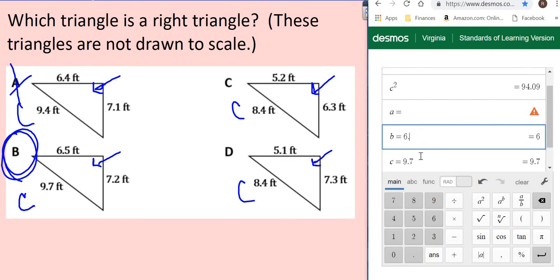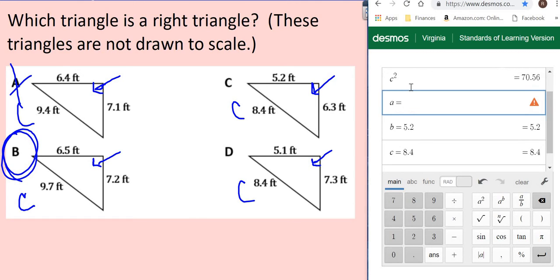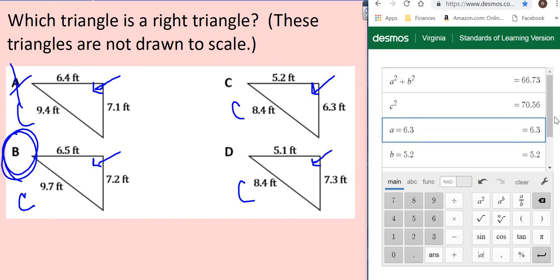When you're taking a test, especially a high-stakes test like PSOL, you don't want to make a mistake. So let's put in 8.4 as the hypotenuse there, 5.2 as one of my legs, and 6.3 as my other leg. And they do not equal, so C is also not a right triangle.